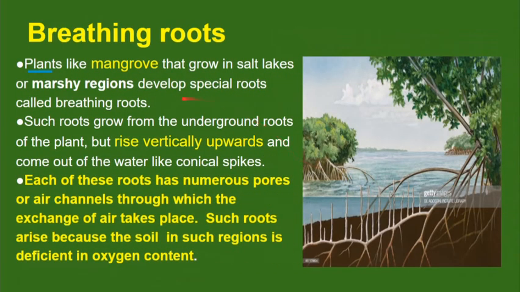Now, breathing roots. Plants like mangrove grow in salt lakes or marshy regions. They develop special types of roots called breathing roots. Such roots grow from the underground roots, and they rise vertically upward and come out of the water like conical spines. Each of these roots has numerous pores or air channels through which the exchange of air takes place. Such roots arise because the soil in such regions is deficient in oxygen content. So these are the breathing roots.